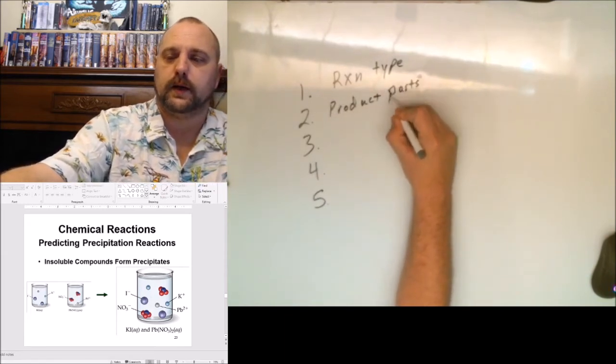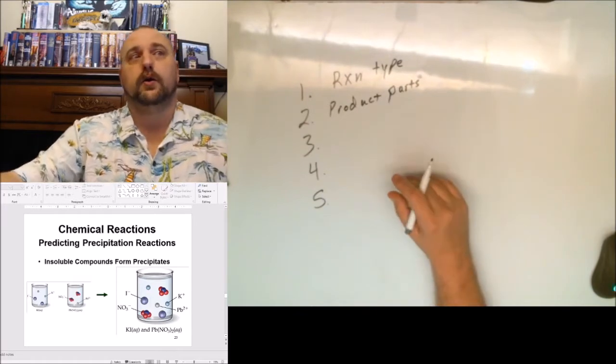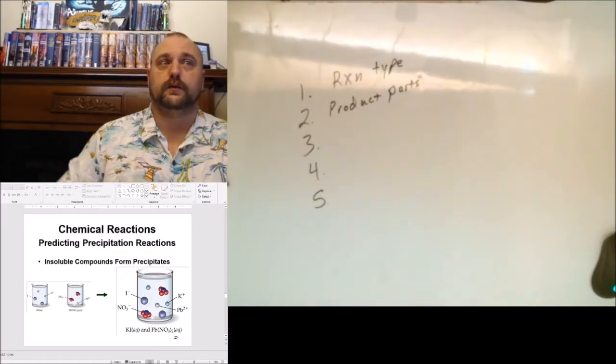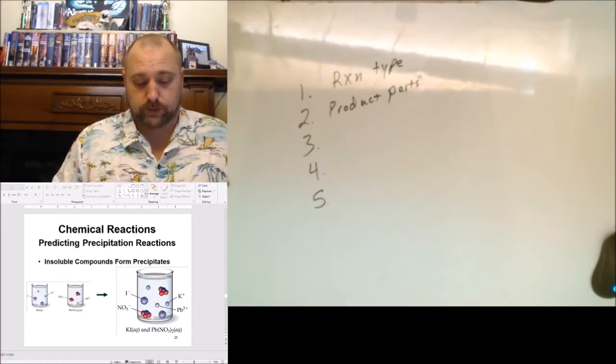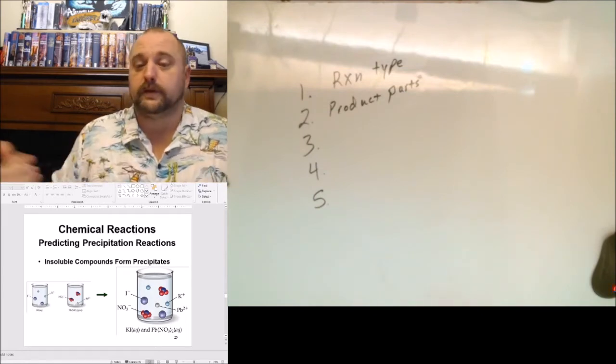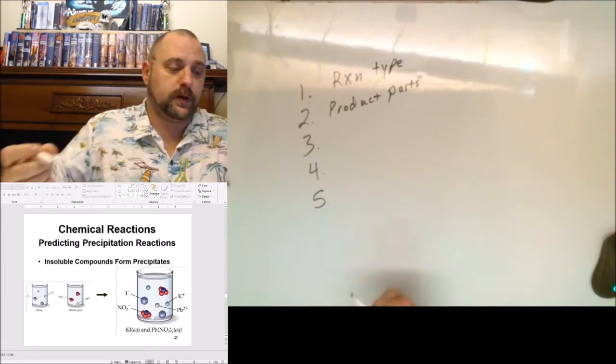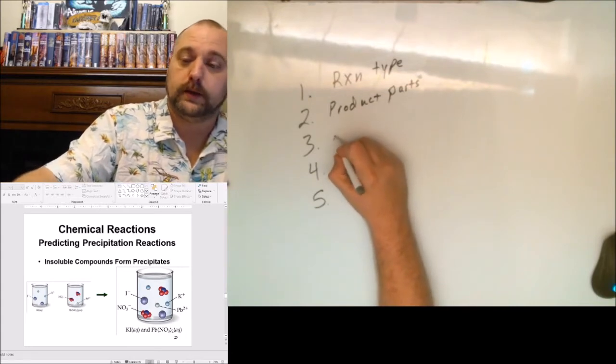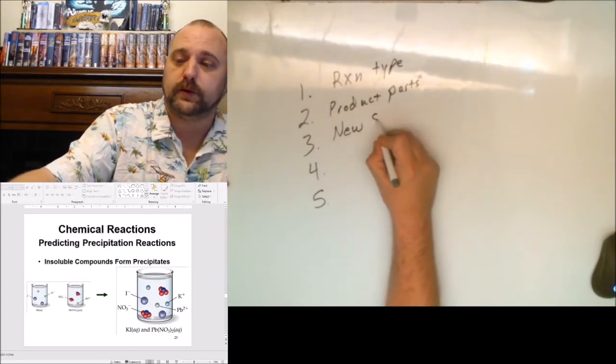And so the second step then is the product parts. And the key to that is you do not bring over any subscripts. Those will have new partners, new subscripts. So the third step then will be to actually find those new subscripts.